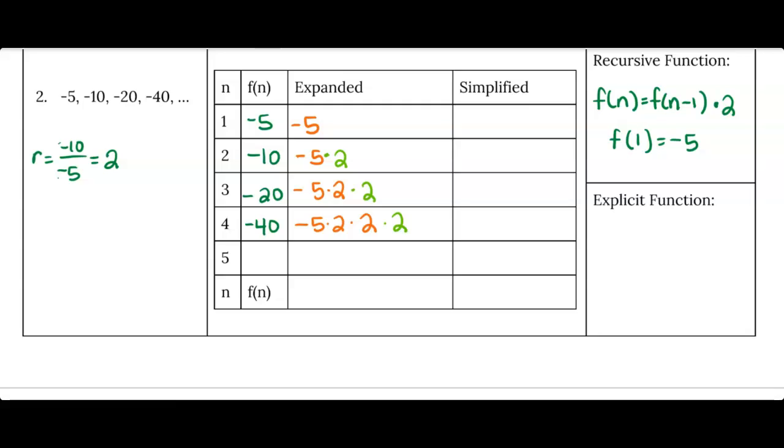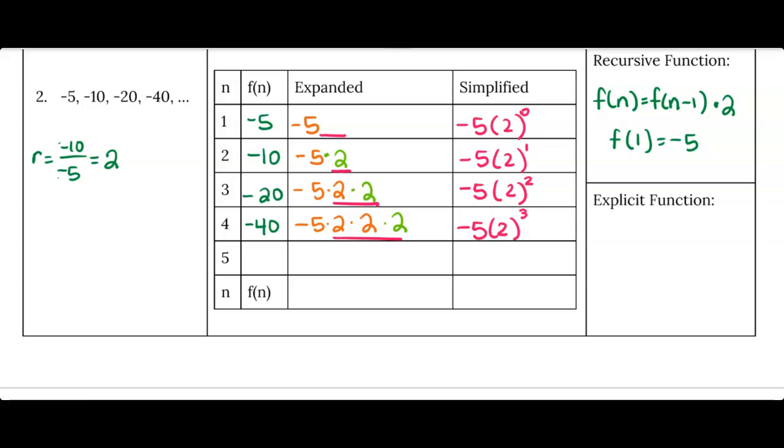We can find the next one, but let's see if we can figure it out from here. When I look at all of my rows, I see that they all have a negative 5. So I'm going to go ahead and write that in my simplified piece. And then I see that they're all being multiplied by 2. So I'm going to write that in my simplified piece. And now I'm just going to count them up. I have 3 2s. So 2 times 2 times 2 is the same as 2 to the 3rd. And 2 times 2 is the same as 2 to the 2nd. 2 is just 2 to the 1, and no 2s is 0 2s.